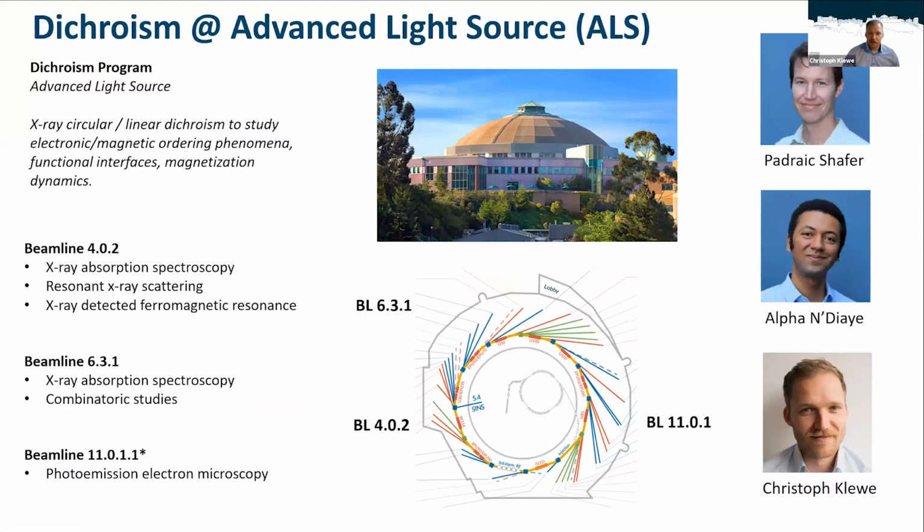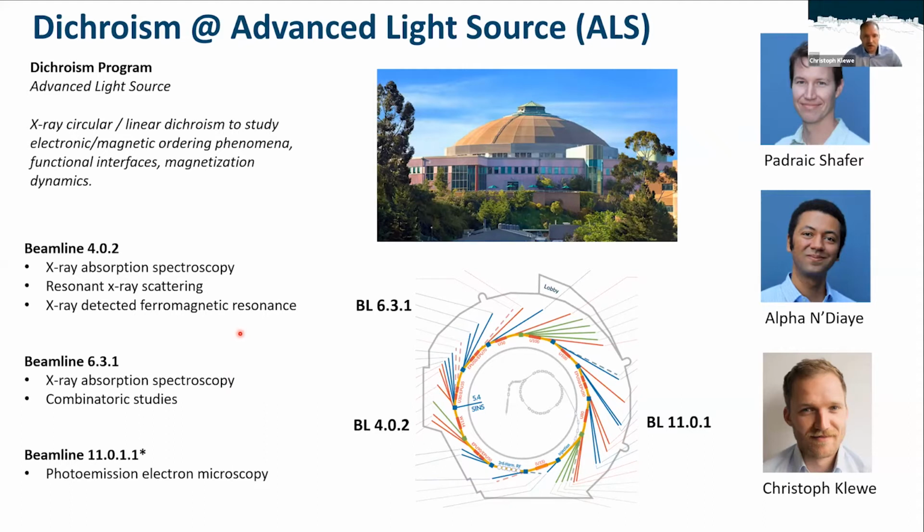So my name is Christoph Klewe, and I work at the Advanced Light Source at the Lawrence Berkeley National Lab in Berkeley. And there I'm part of the Dichroism program together with Dr. Patrick Schaefer and Dr. Alpha Ndiaye. The Dichroism program basically combines 3 different beamlines, which are beamline 402, beamline 631, and beamline 1101. And our main focus at these beamlines is studying the electronic and magnetic ordering phenomena of materials.